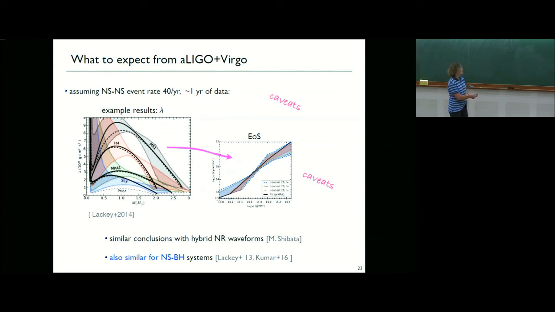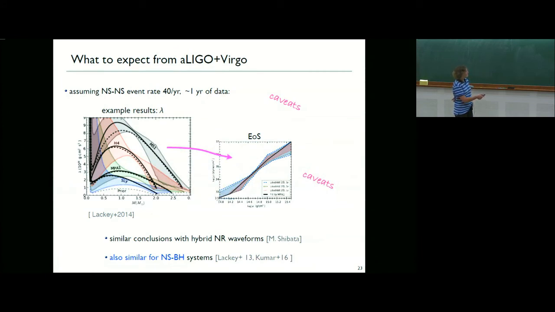So it doesn't look too bad. Of course, this shows just a few selected equations of state, but there are so many different equations of state you could have. I mean, you cannot really say this measures exactly the equation of state, but it at least constrains it.